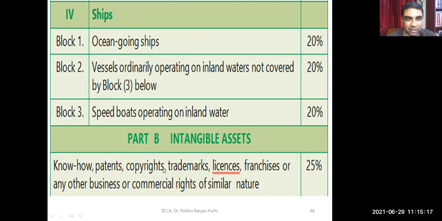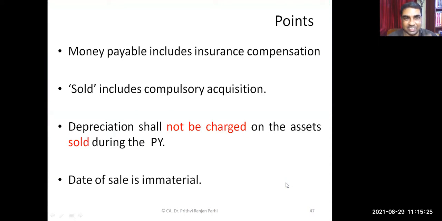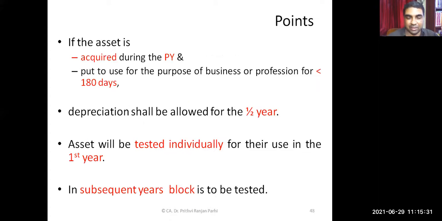Now, these are tangible assets. And coming to intangible assets, you see know-how, patent, copyright, trademark, license, franchise at 25%. So these are the rates; on different blocks, different rates are applicable. Are you getting it? This is how depreciation is charged.